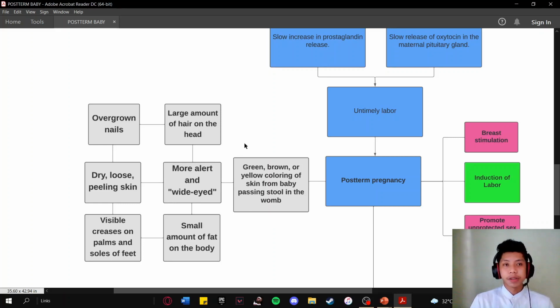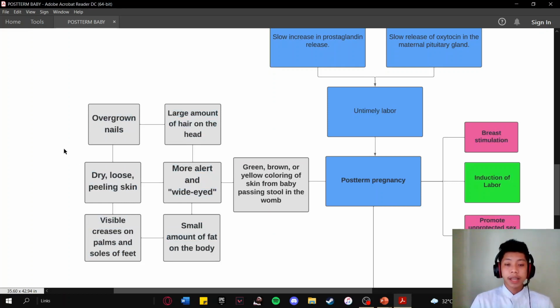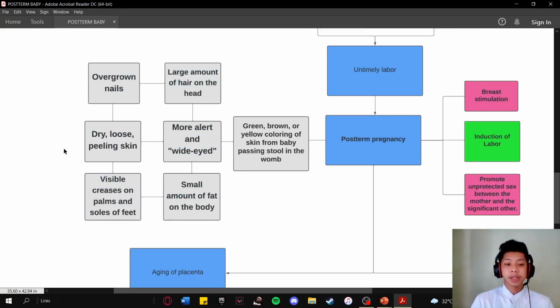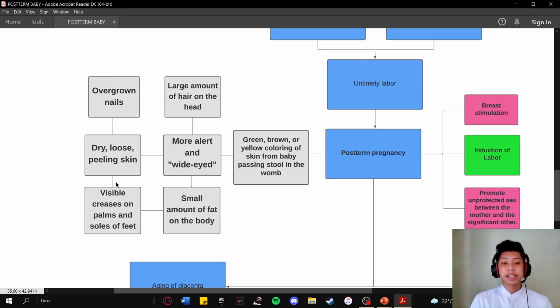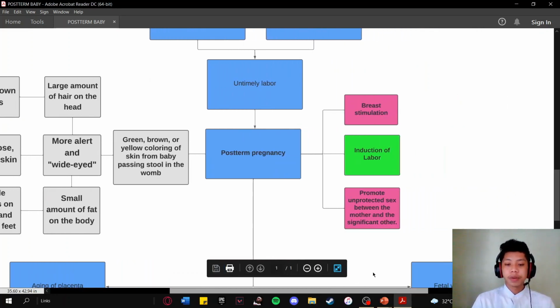Okay, as mentioned also by my group mate in the physical assessment. Also, a large amount of hair on the head can be observed, and overgrown nails, dry, loose, peeling skin, and visible creases on the palms and soles of the feet. So those are the signs of postterm pregnancy. So what can we do to help the mother deliver during postterm pregnancy?